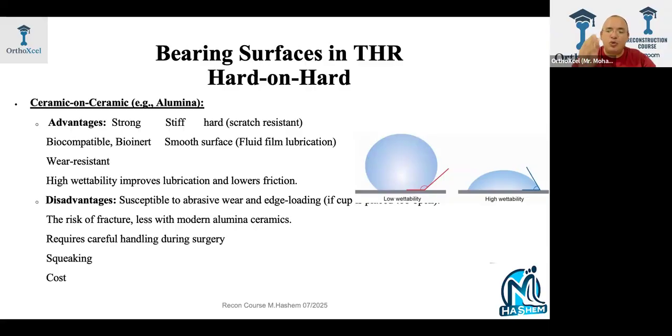Last one is it is wear resistant, and we know that ceramic is one of the most wear resistant materials we use in orthopedics. And this is the main advantage of using ceramic material.